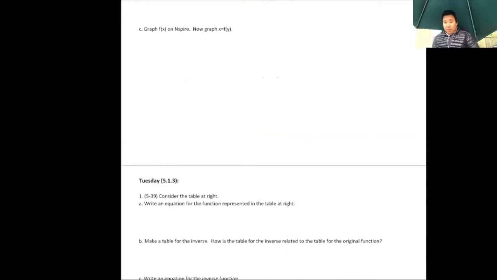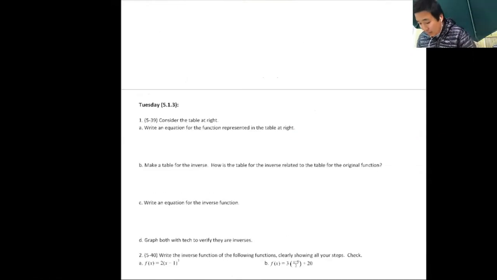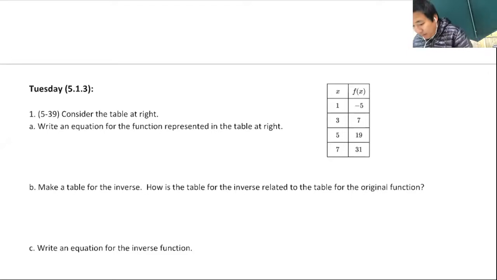So 5.1.3, consider the table at right, and there's no table at right, which is annoying. Consider the table at right. Write an equation that represents the function of the table at right. So this looks like this is plus 12, plus 12, plus 12.